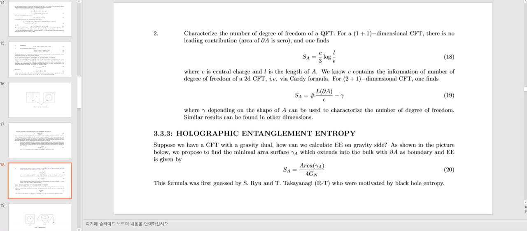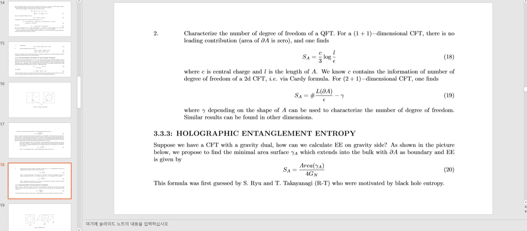CFT. There's no leading contribution, and we find an expression like this, where C is the central charge and L is the length of A. We know C contains the information about the number of degrees of freedom of a 2D CFT via the Cardy formula for 2 plus 1 dimensional CFT. One finds an expression like this, where gamma, depending on the shape of A, can be used to characterize the number of degrees of freedom. Similar results can be found in other dimensions.